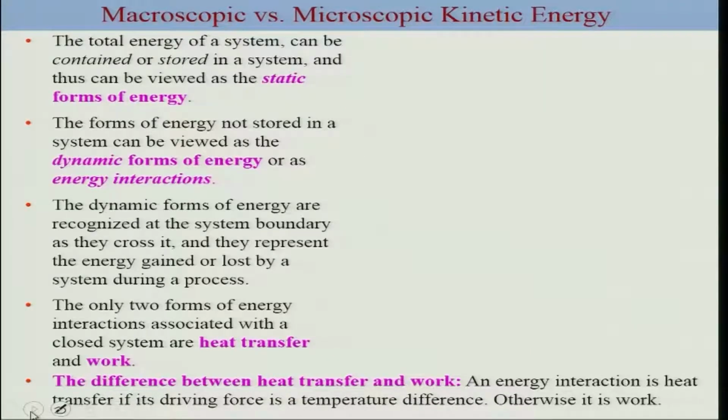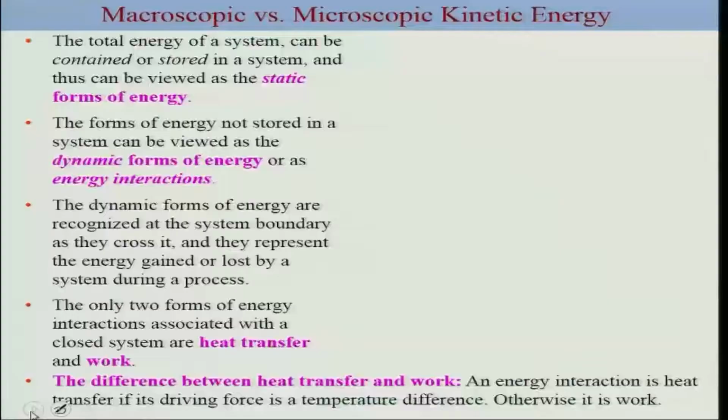That is called static form, because there is no movement across the boundary. But there are other energies associated with the transfer of energy from the boundary to the system, and these are called dynamical forms. So one is a static form, the other is a dynamical form. The dynamical forms are the ones associated with energy gained or lost by the system during a process. It is recognized only when it crosses the boundary, going out of the system or coming into the system from the surroundings. Heat transfer is one example.